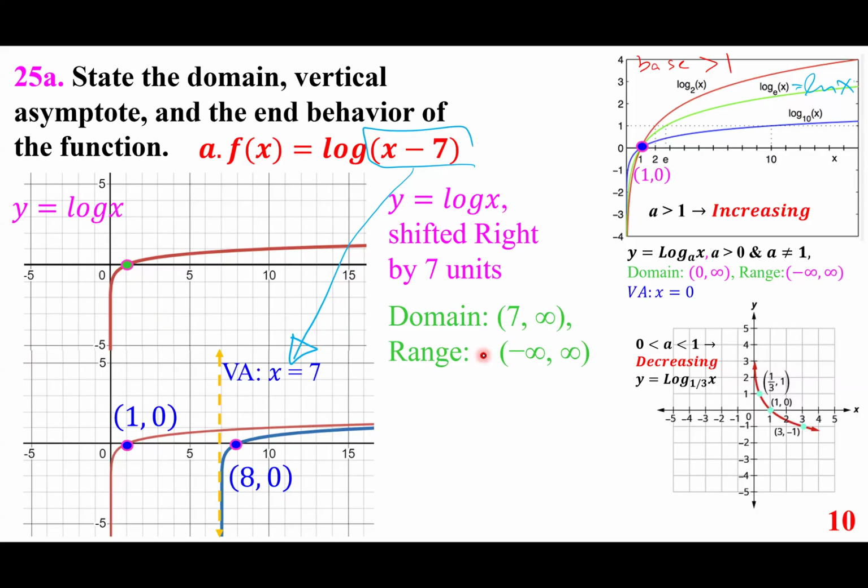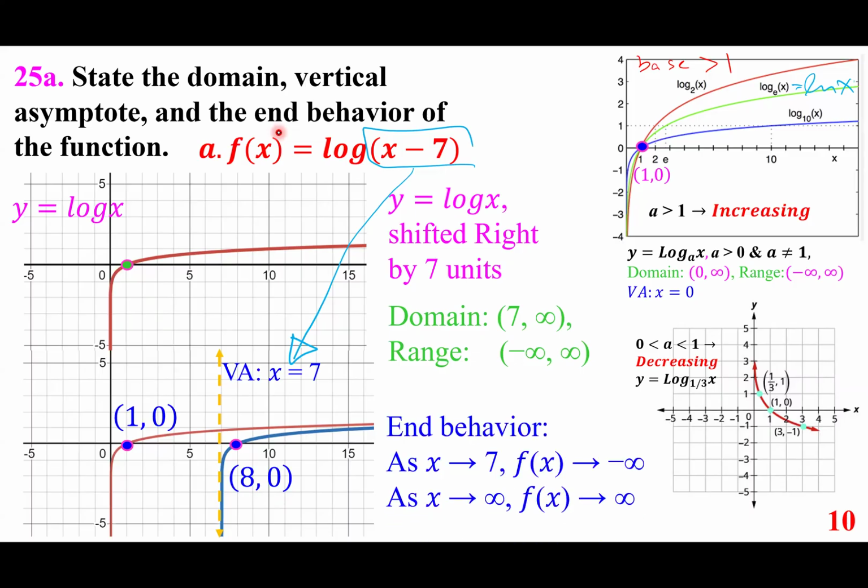As far as the end behavior is concerned, as x goes to 7, f of x goes to negative infinity. I'm going to fix that in a moment. As x goes to infinity, f of x goes to infinity. So as we go this way, y gets larger also.